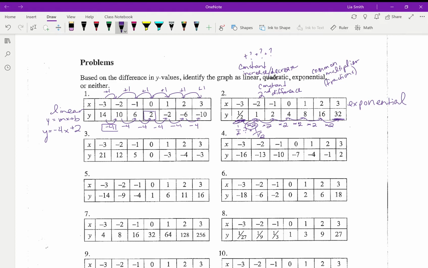Let's do one more together. We're going to do number 3. So number 3, what is the difference between 21 and 12?